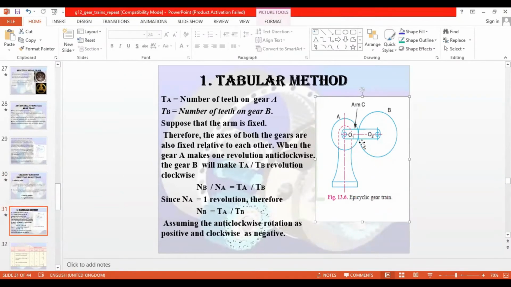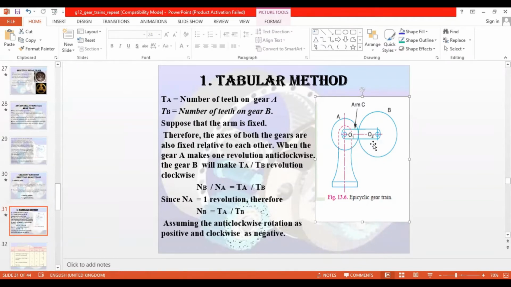So this is a normal picture, right? Based on this, we are going to analyze how to do that. Say, for example, TA is the number of teeth on gear A, so gear A has TA number of teeth. TB is the number of teeth on gear B.